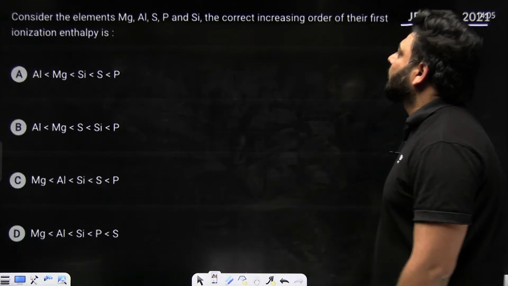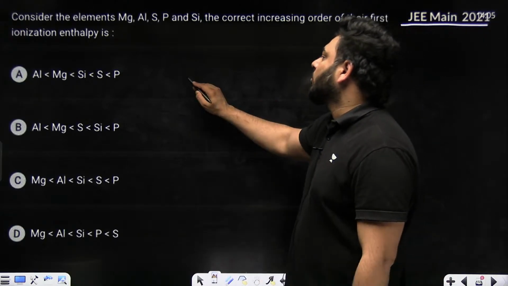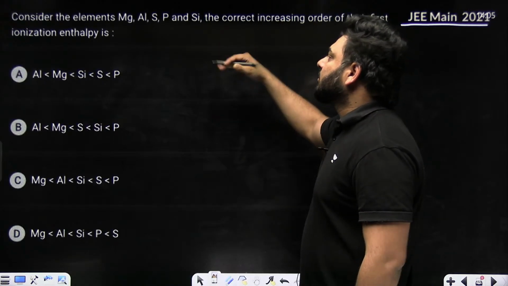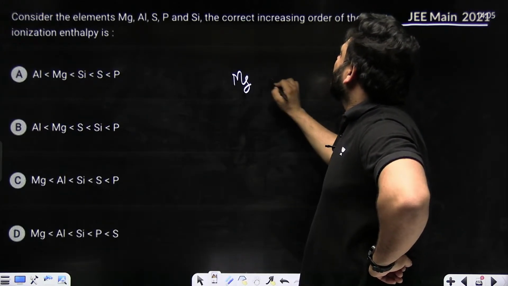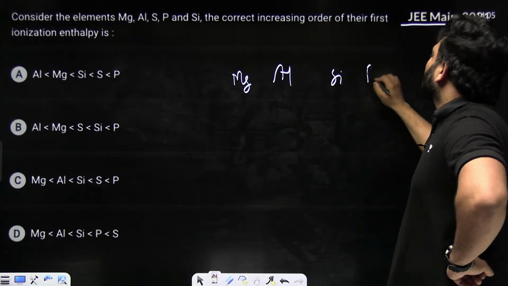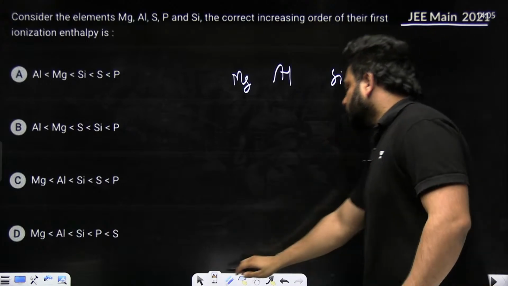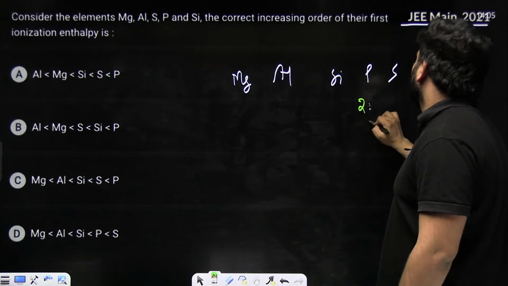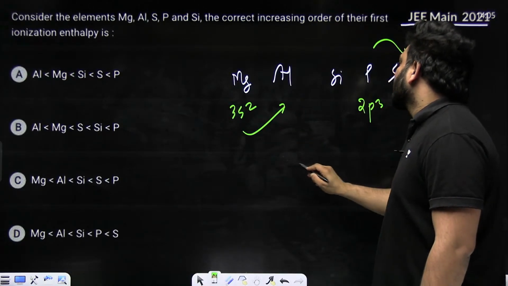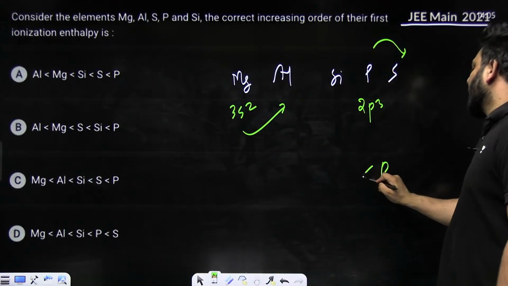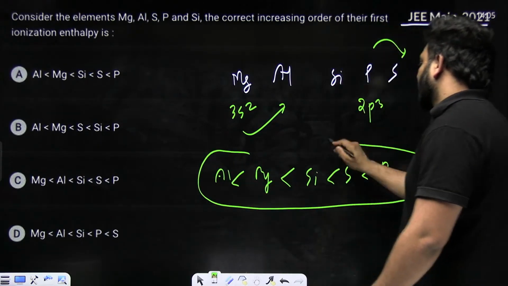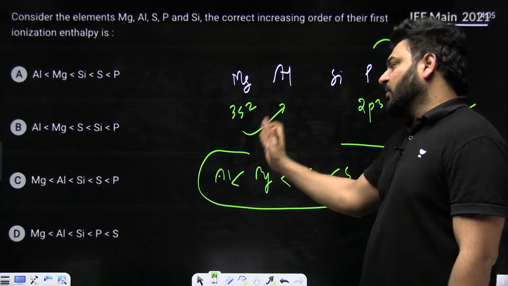Magnesium, aluminum, sulfur, phosphorus, and silicon are there. Arrange them in increasing order of their first ionization enthalpy. First of all, let us write them in increasing order of atomic number. These are third period members: magnesium, aluminum, silicon, phosphorus, and sulfur. This is 3p3, and this is 3s2, which will come next. So the correct order should be phosphorus highest, then sulfur, silicon, then magnesium, and then aluminum. So this is the correct order, guys.